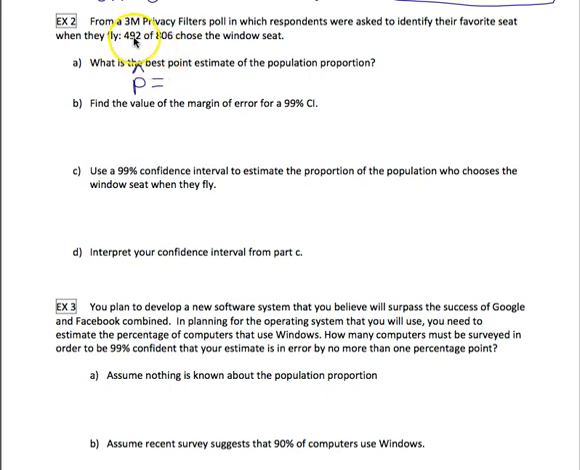We know that 492 of 806 chose the window seat. So 492 of 806, this is going to give me my p hat, which gives me 0.610.